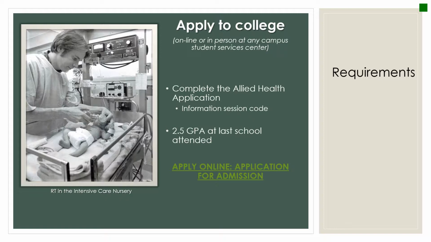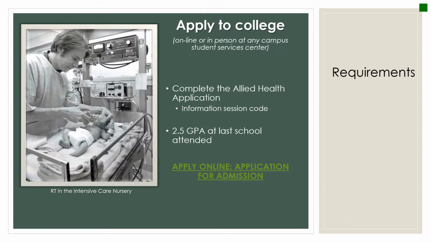Requirements. This application process starts with completion of this information session. There is an information session code that will be given to you at the end of this session. You will need to place it on the Allied Health application. Next, you will need to apply to the college online by going to www.nvcc.edu and completing the enrollment application to Northern Virginia Community College. You can also go to Student Services at any campus and they will help you apply.